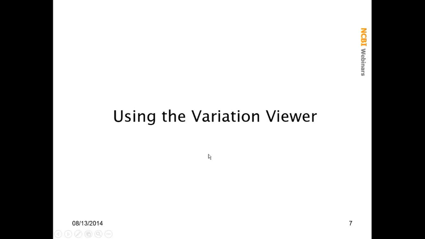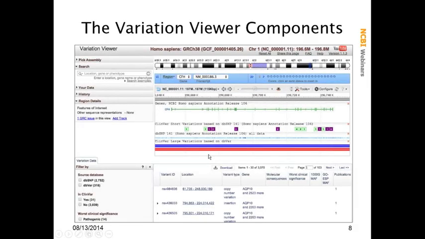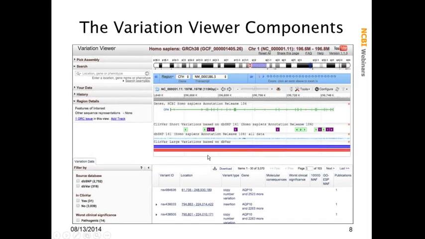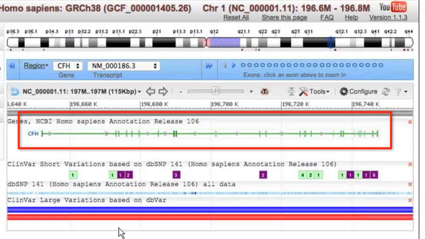I'm going to now show a few slides about how to use the variation viewer and some of its features, and then we're going to use these features in a live demonstration. This is a screenshot of the main variation viewer page. In fact, if you go there fresh with no previous internet cookie set in your browser, you're going to see the gene we're looking at here, which is complement factor H on chromosome 1.